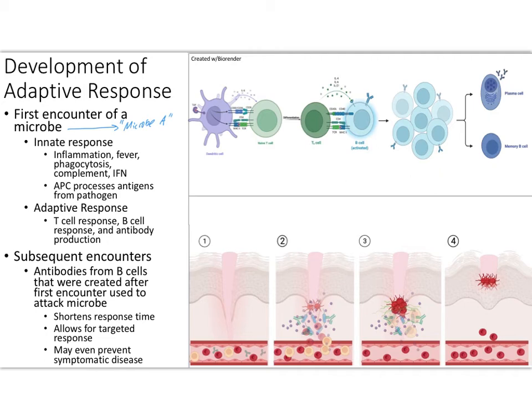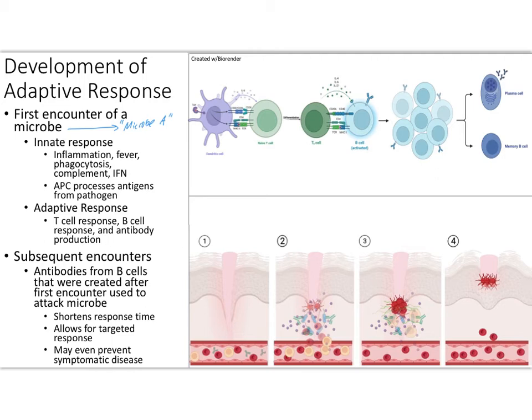Now, the next time we encounter microbe A, whether that is a month later, a year later, 2 years later, a decade later, we have these plasma cells and these memory B cells, and hopefully some free antibodies circulating around, that can go ahead and aid in the defense of the body. So the next time we encounter microbe A, the antibodies from the B cells that were created after the first exposure are going to be used to attack the microbe. They are going to do things like opsonization, neutralization potentially, precipitation, all of the different things that the antibodies do to help attack that microbe.